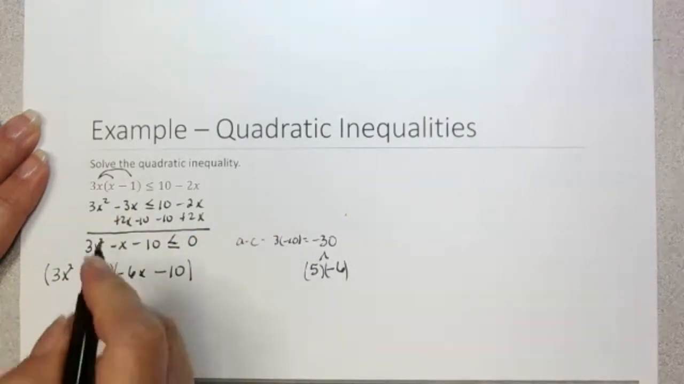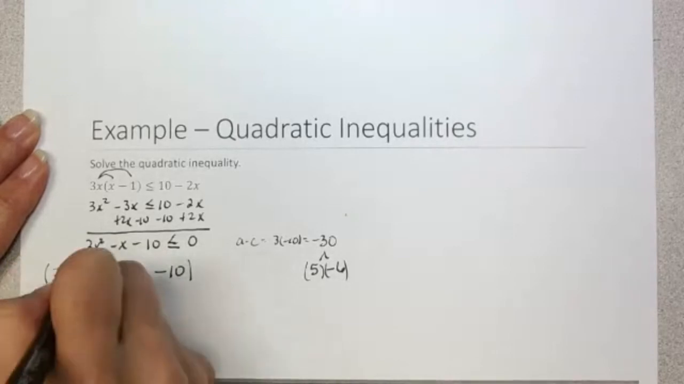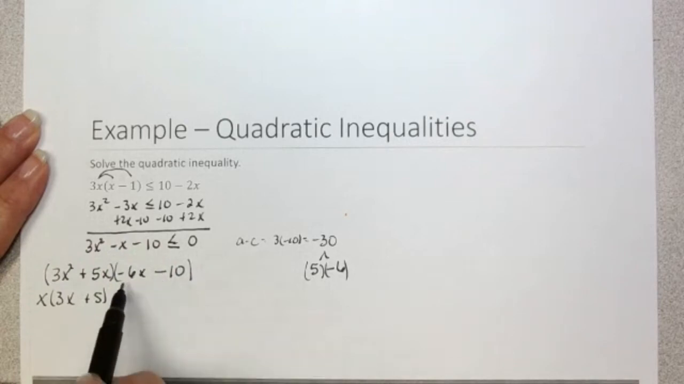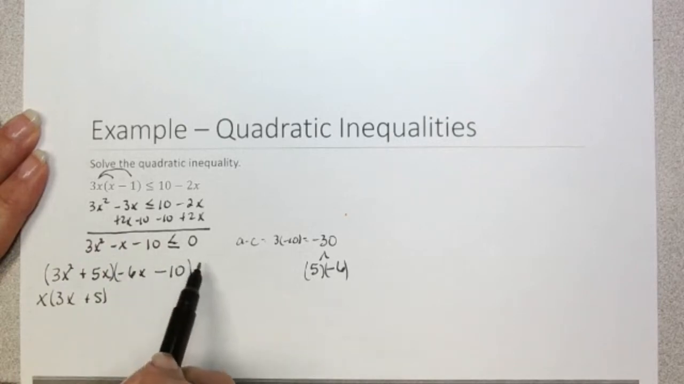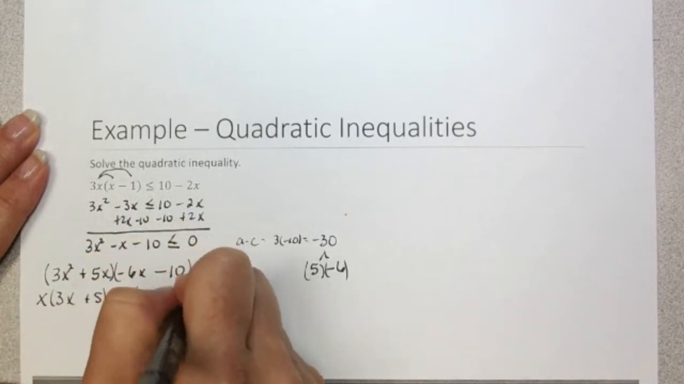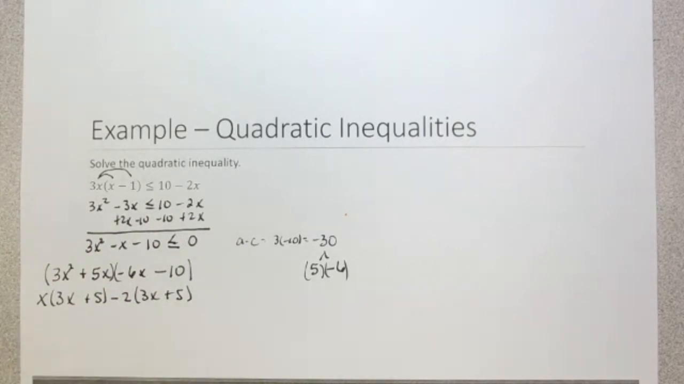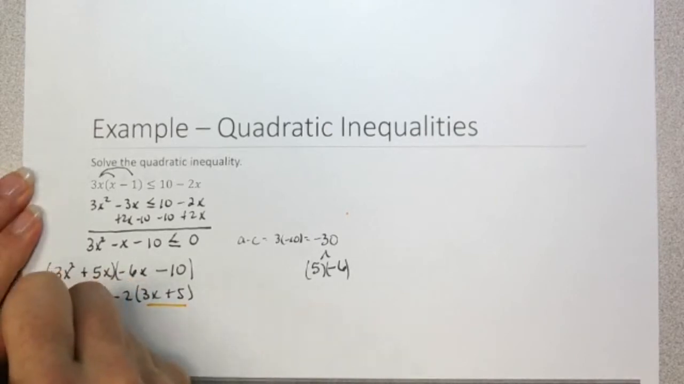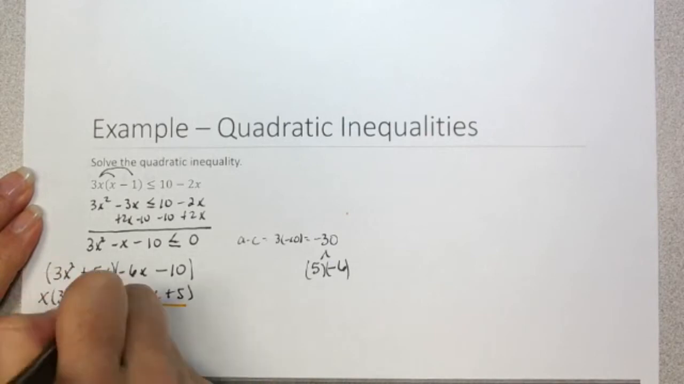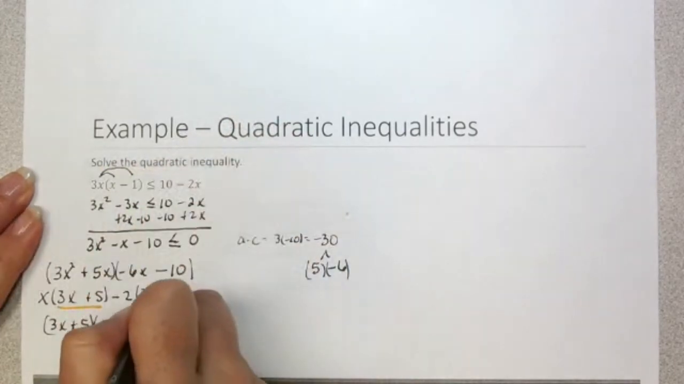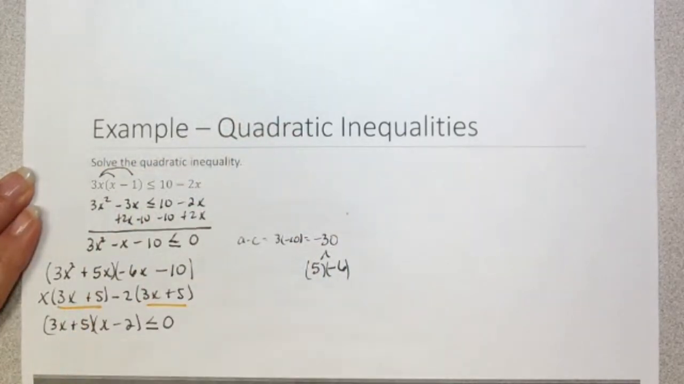Pull out the greatest common factor. Here it's just going to be an x. We're left with 3x plus 5. The greatest common factor of negative 6x minus 10 is going to be, let's get a negative 2 out of there. So minus 2, we're left with a 3x plus 5. All right, so we have 3x plus 5 remaining in both portions. So let's factor that out. So then we have 3x plus 5 times x minus 2, and we were saying that was less than or equal to 0.